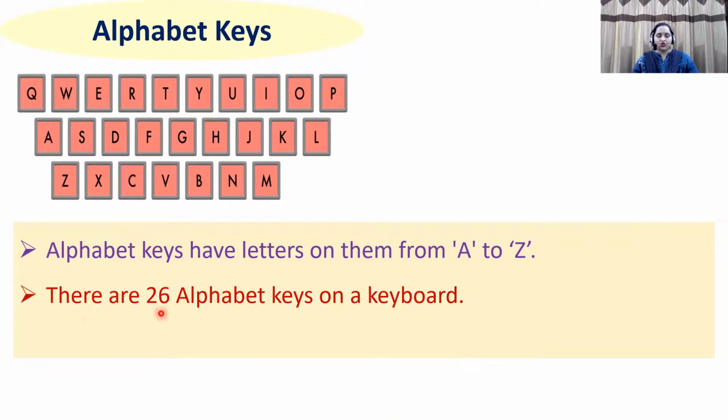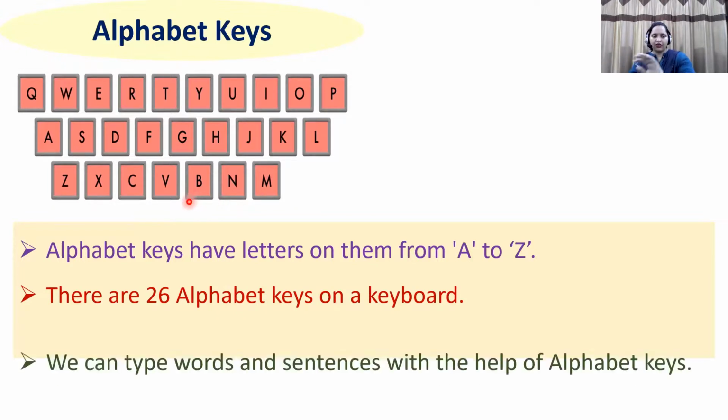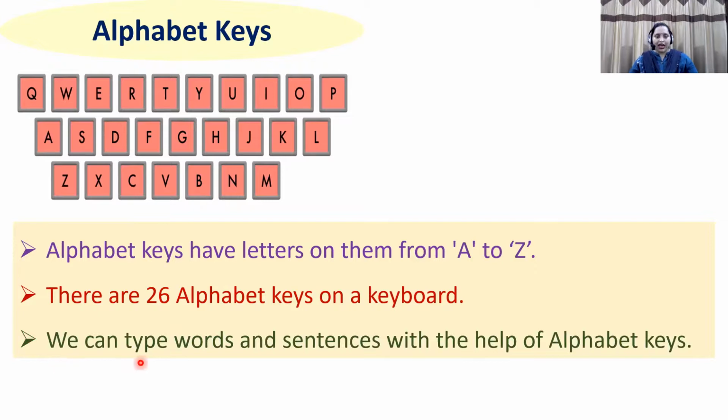There are 26 alphabet keys on a keyboard. How many keys are there on a keyboard, children? 26 alphabet keys. Like this, you can see here. We can type words and sentences with the help of alphabet keys. What can we type, children? We can type words or sentences with the help of these keys.